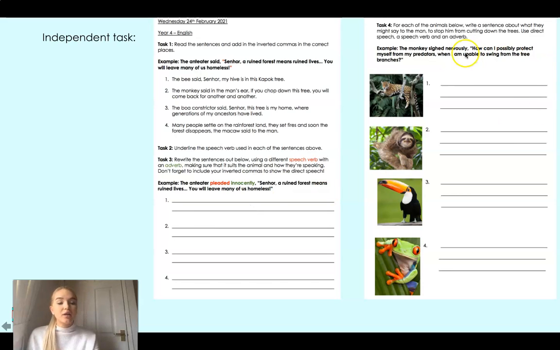Then finally, task 4, for each of the animals, so the jaguar, the sloth, the toucan and the tree frog, you are going to write a sentence about what they might say to the man to stop him from cutting down the trees. Use your speech verbs and adverb and make sure you use your inverted commas correctly. And this is exactly like what we did for the monkey. We thought about why the monkey might want to save the trees. Then you think about what he might do. Would he shout that? Would he exclaim that? And how would he do that? Would he do that nervously? Would he do that excitedly? And then you open up what they said.